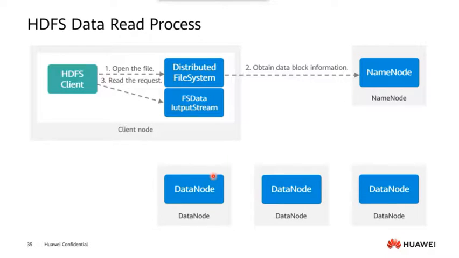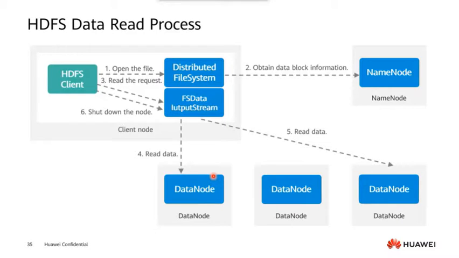Then, the service application invokes the read API to read the file. Based on the information obtained from the name node, the HDFS client contacts the data nodes to obtain the corresponding data blocks. And here, multiple data nodes may be contacted. Finally, after the data is read, the service invokes the close function to close the connection.